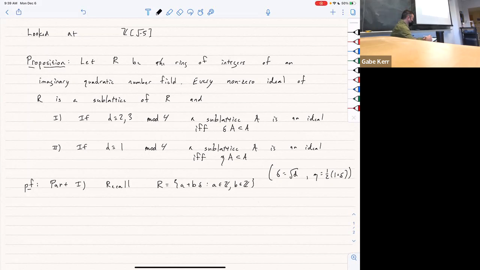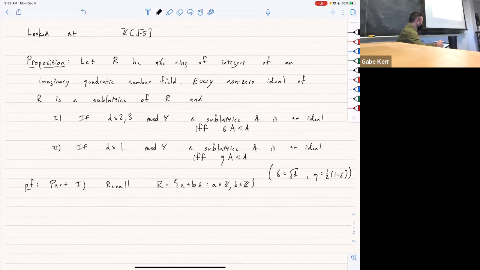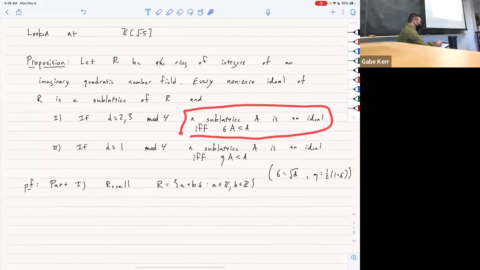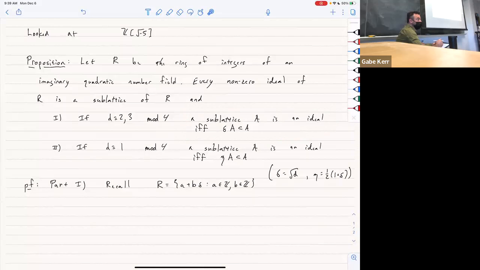So, okay, with that in mind, how would we go about this? Then we had a sublattice A. Assume A is an ideal, show that delta A is contained in A. To show that delta A is contained in A, assuming A is an ideal, let's go one way first. So A is a sublattice, it is an ideal.